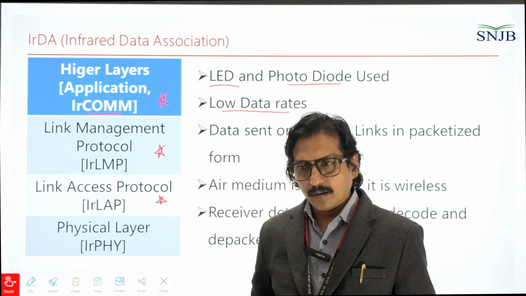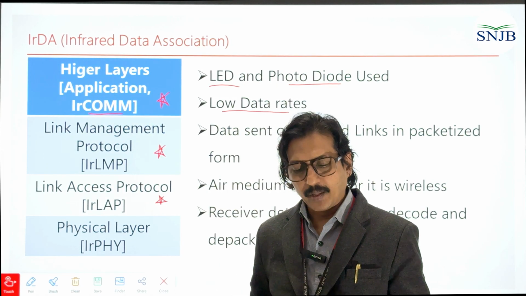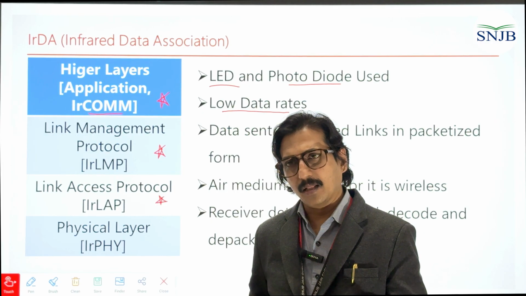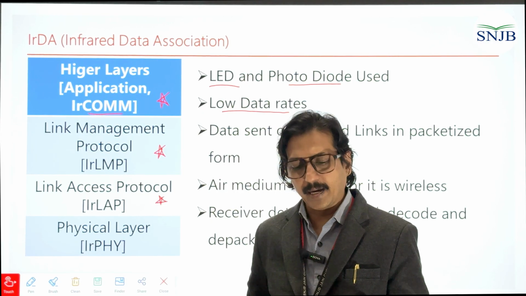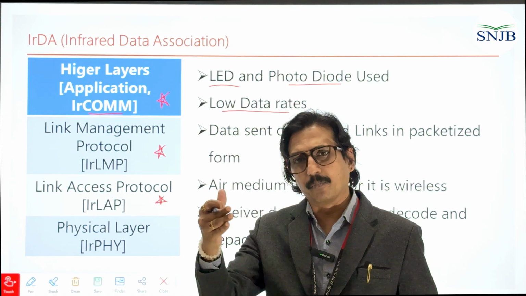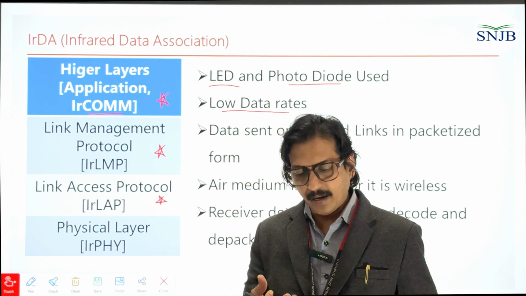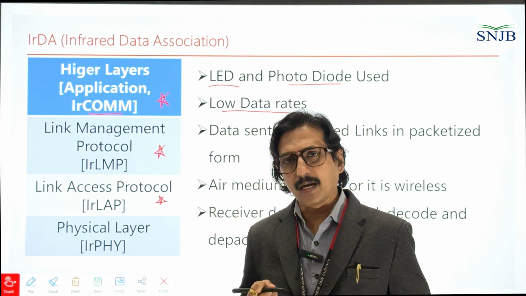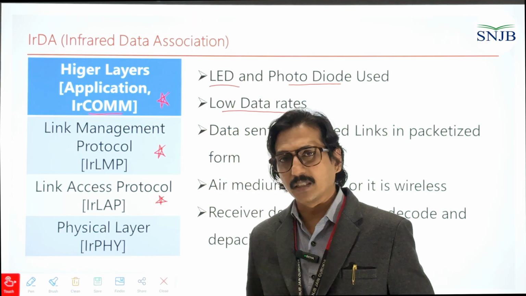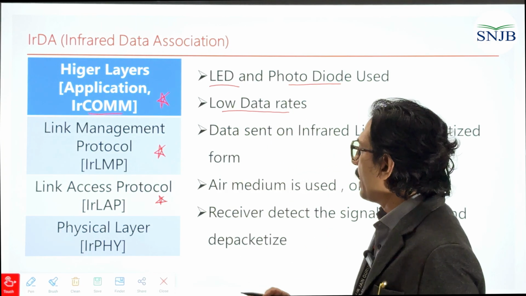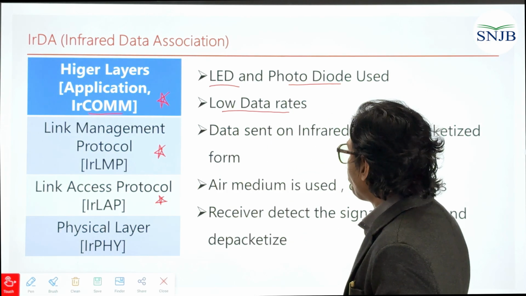So when we click on the particular button to change the volume, at that time the LED sends a particular wavelength, and that wavelength is going to be detected by the photodiodes in the television receiver. So this is the normal application of IrDA.